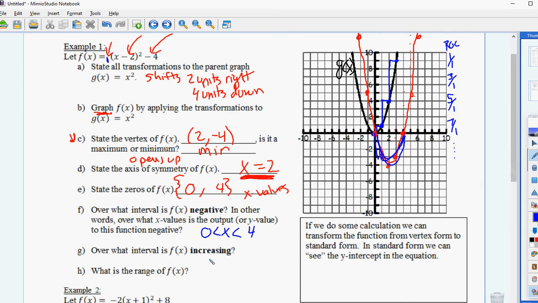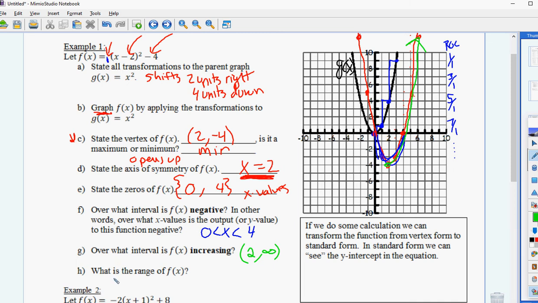Over what interval is f of x increasing? That means where is it going up? If I read a graph from left to right, starting at the vertex to the right of it is where it's going upward. So starting at an x value of 2 and forever in the positive direction. So this interval, now I just wrote in interval notation instead of as an inequality. It doesn't matter which way you write it. Please remember there are many ways that you can answer these questions. All notations that I've taught you are acceptable.